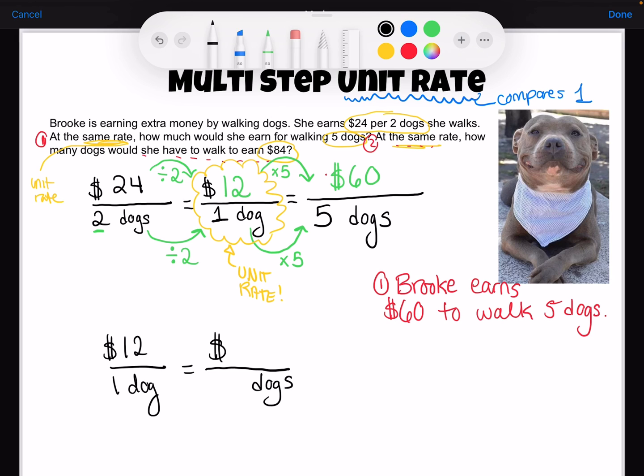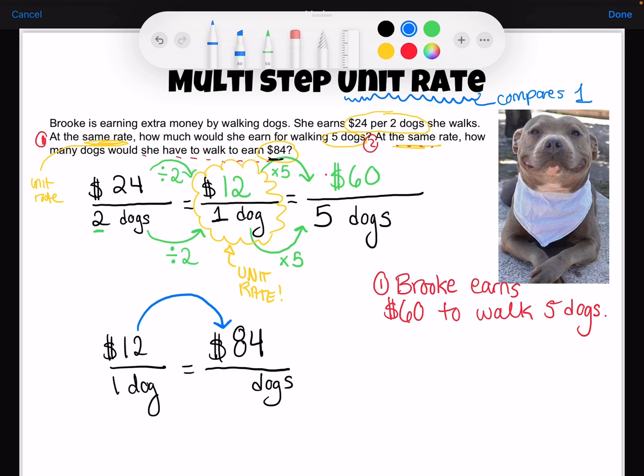Now in this case, we're actually given the amount of money that she wants to earn. So she wants to earn $84, and we're wondering how many dogs she will have to walk. So it's a little trickier here, but we can think, well, what number do we have to multiply this 12 by to get to 84?